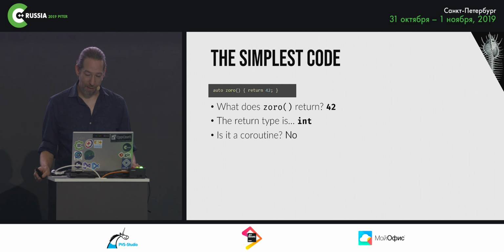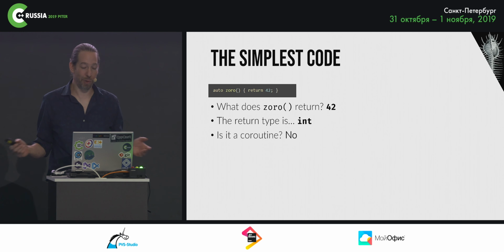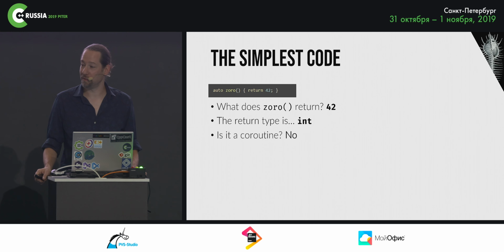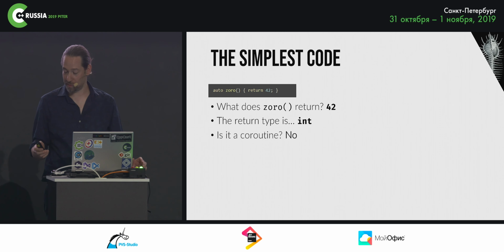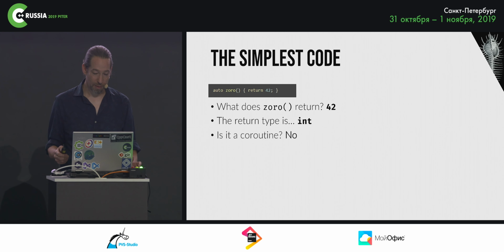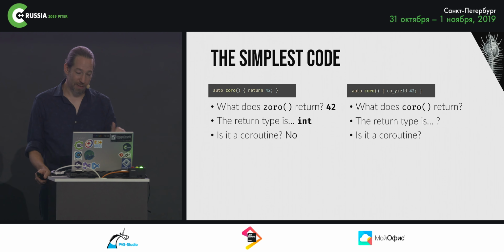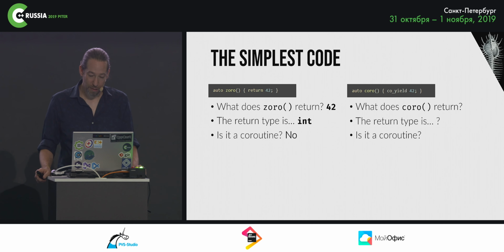We have a little function here. It's called Zorro. What does it return? It says up on the slides, it returns 42, and the return type is int. Is it a coroutine? No. Why? Because we can see the implementation, and it doesn't contain any of the three keywords: co_yield, co_return, and co_await. Okay, now let's look at this little function. It's called coro. It co_yields 42. What does coro return?